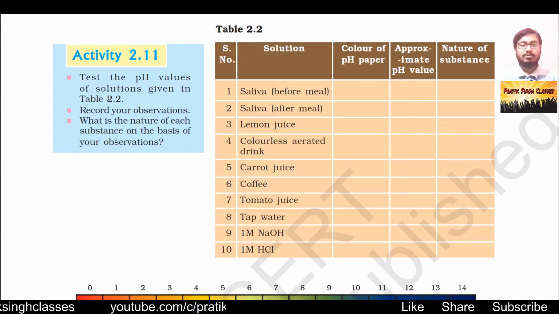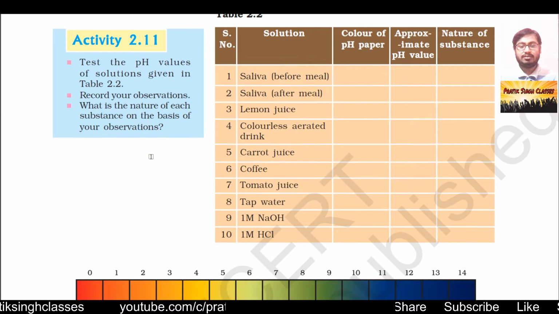Test the pH value of solutions given in table 2.2. Here some solutions are given, and you have to find out whether each is acidic or basic, and also what its strength may be. Record observations. What is the nature of each substance on the basis of your observations? You have to find out.